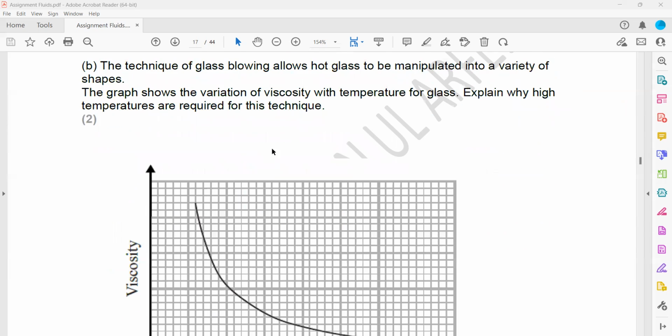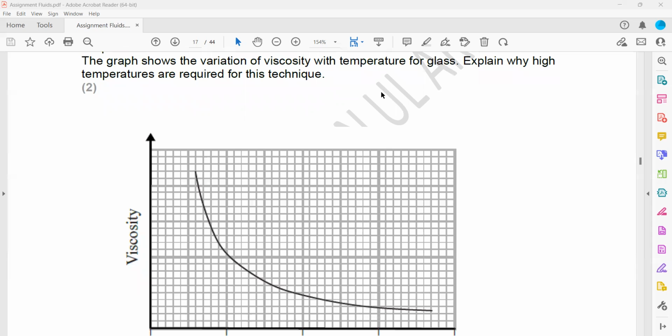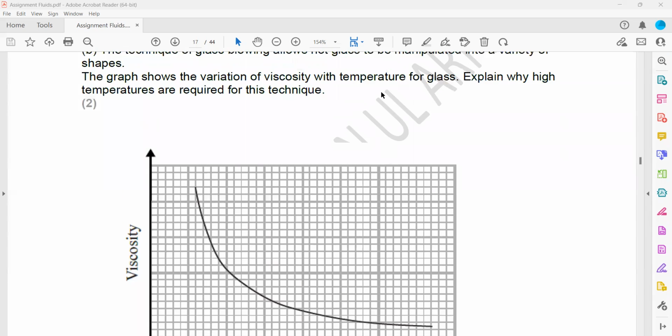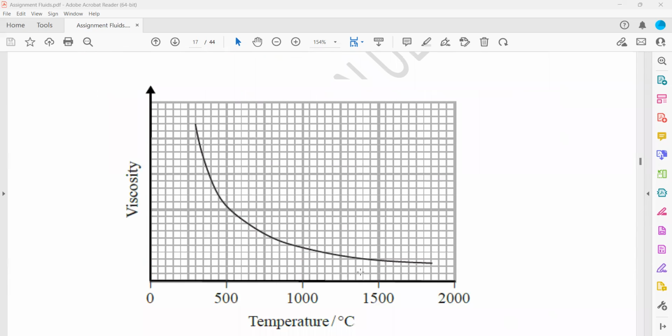The technique of glass blowing allows hot glass to be manipulated into a variety of shapes. The graph shows the variation of viscosity with temperature. Explain why high temperature is required for this technique, using the graph. Previously it was without a graph, and now you have to use a graph to explain why we need a high temperature. So what is the relation?